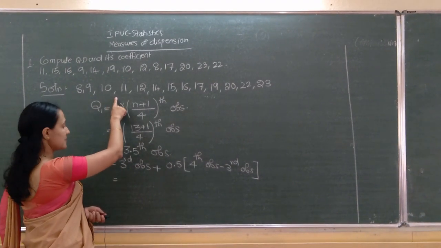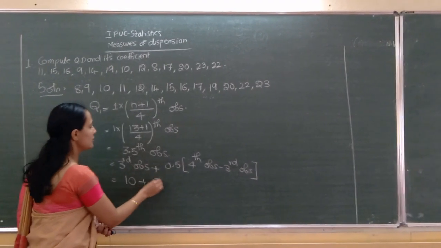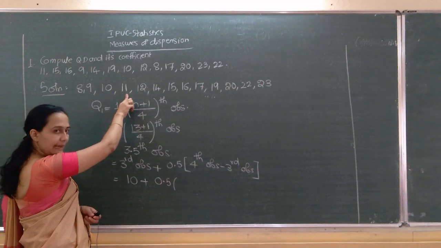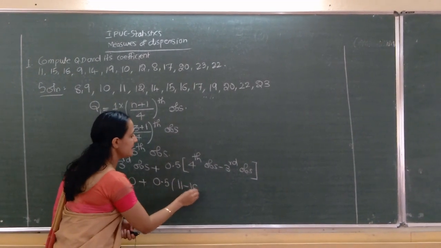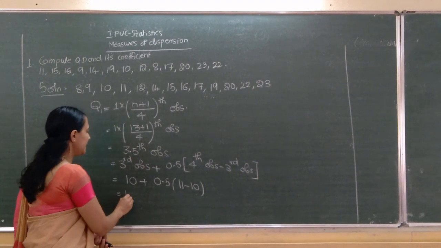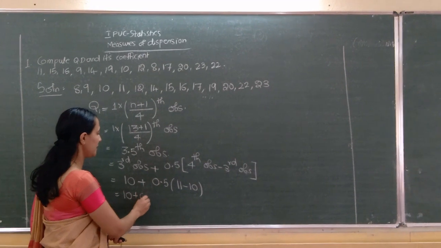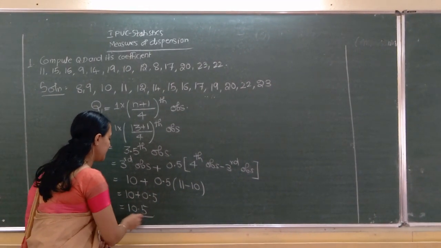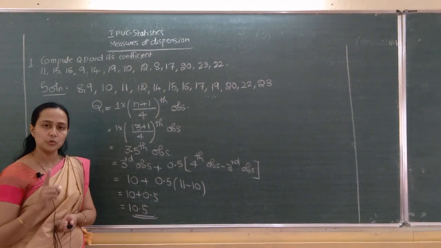The arranged series is this one. The third observation is 10. So 10 plus 0.5 into the fourth observation, 11, minus the third observation, 10. That is 10 plus 0.5 into 1, which is 10.5. So 10.5 is Q1.